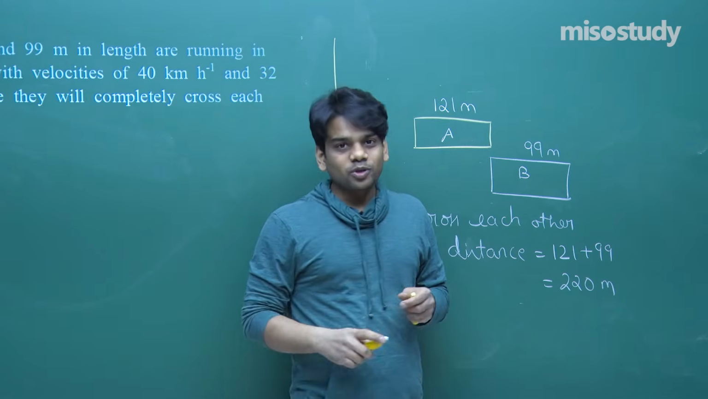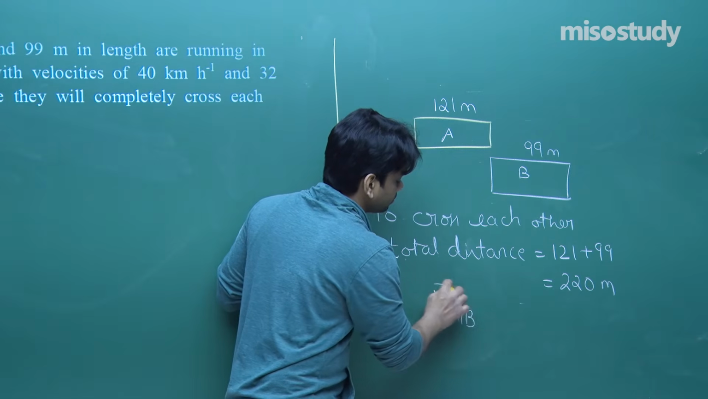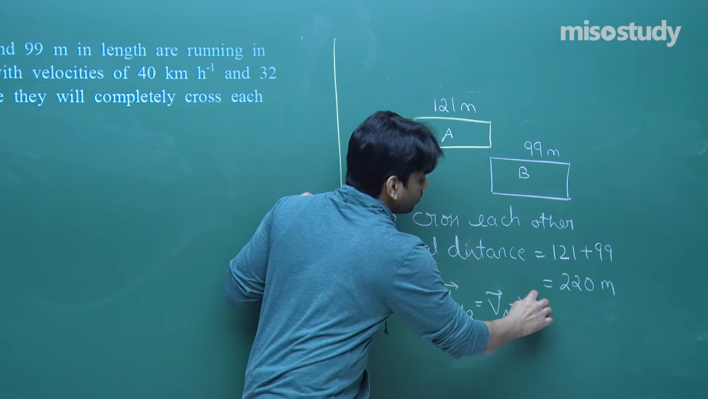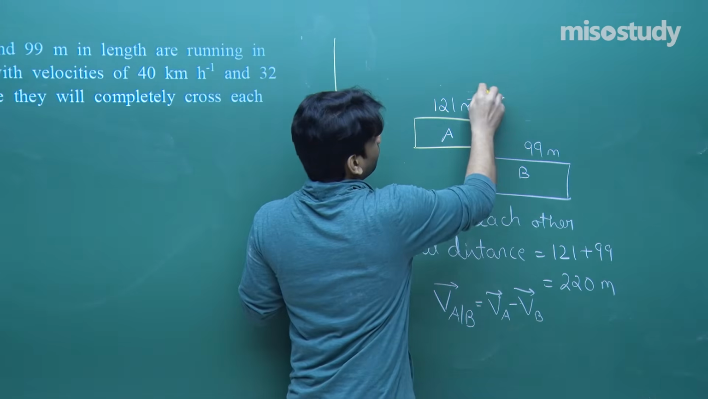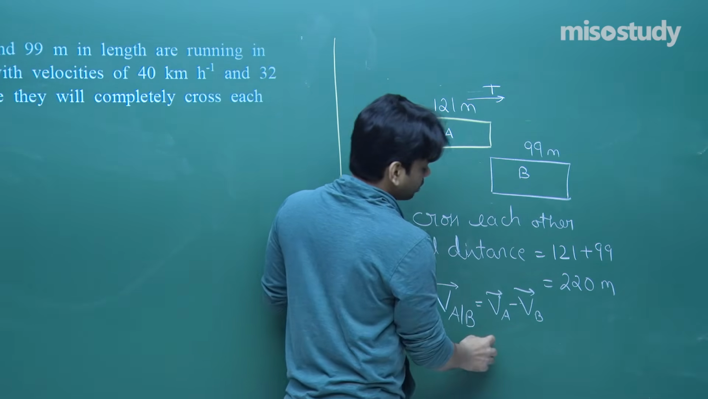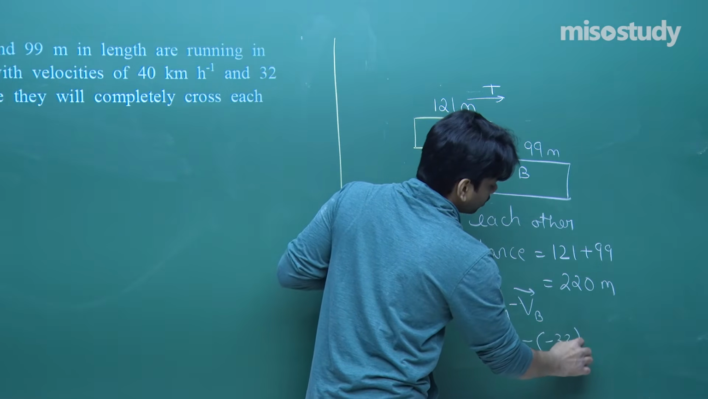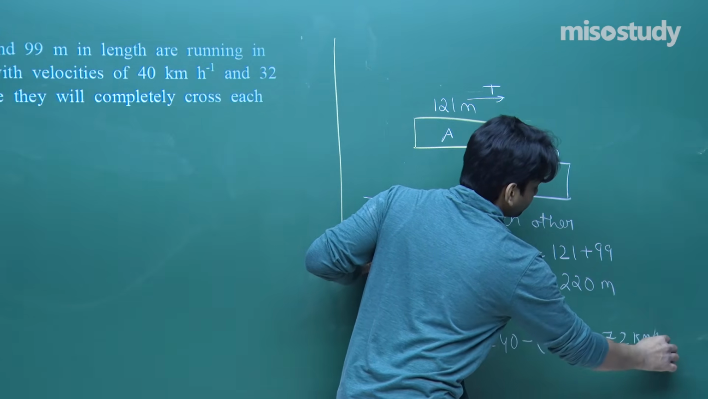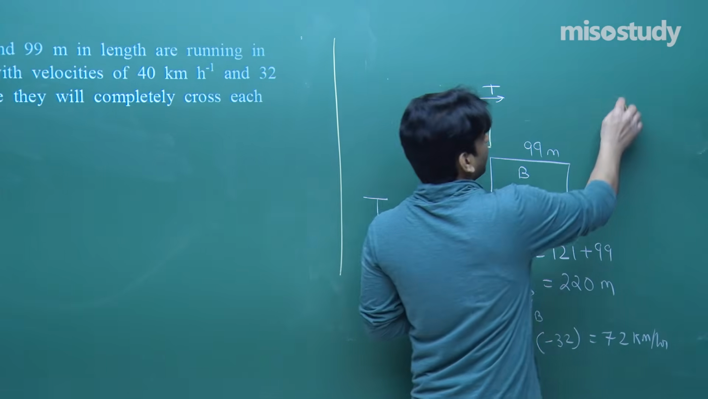So in what time? Let me find out the relative speed of A with respect to B. Again, this will be velocity of A minus velocity of B, both are running opposite. This time we are taking right hand side as positive. So A is moving at a speed of 40 and B is moving at a speed of minus 32. So 40 plus 32, this will give you 72 kilometer per hour, that is equal to 20 meter per second.